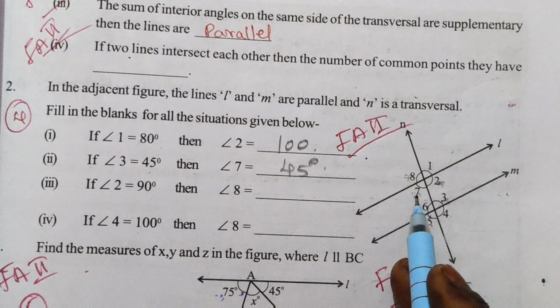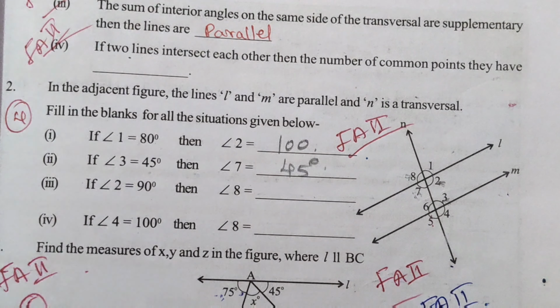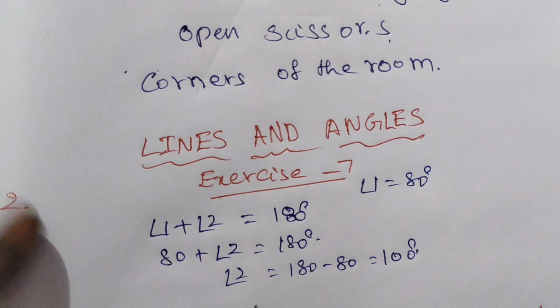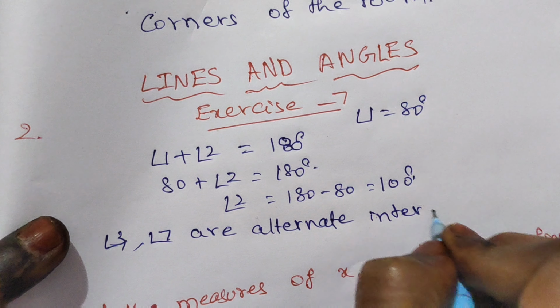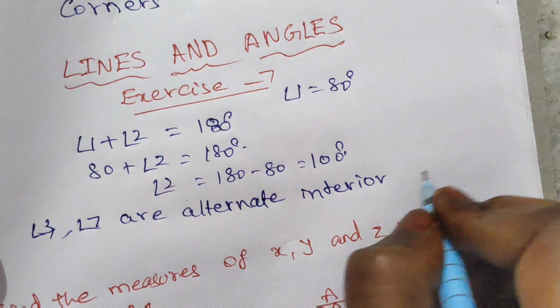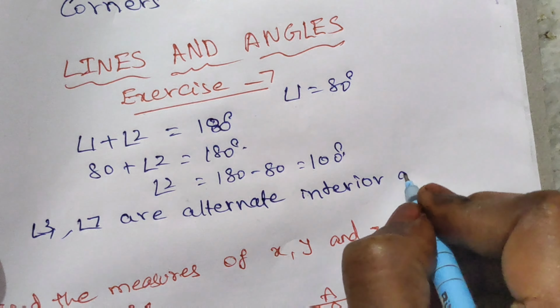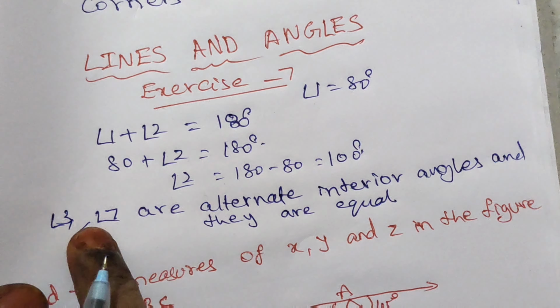Here, angle 3 and angle 7 are alternate interior angles, and they are equal. So angle 3 value is 45 degrees, so angle 7 value is also 45 degrees.